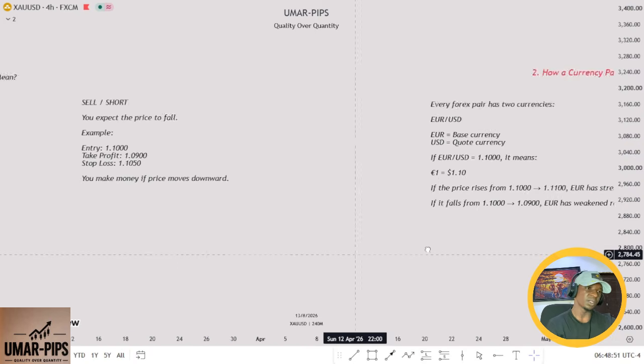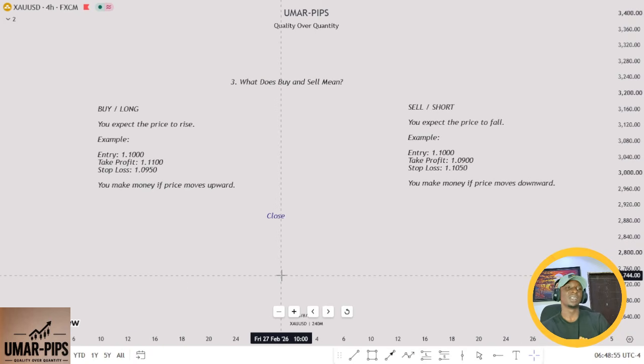Let's move to the third topic. Here we are. You'll be hearing buy, sell, buy, sell, buy, sell. It is not like a sport. When you buy, you enter the market. When you sell, you exit the market.